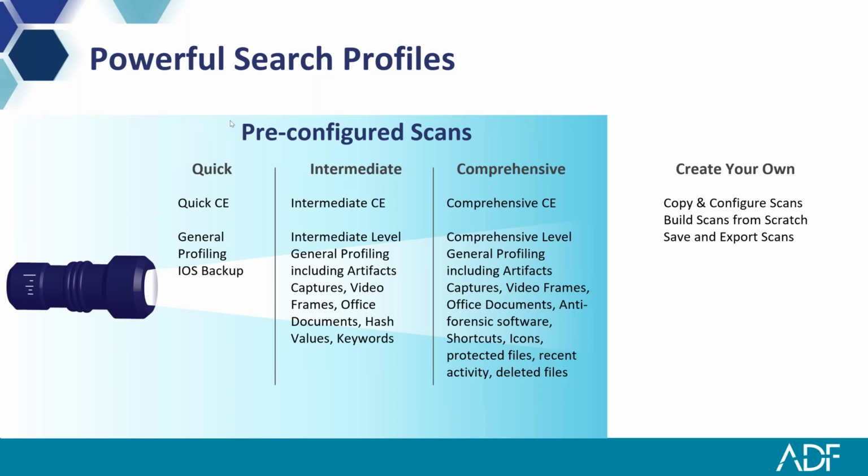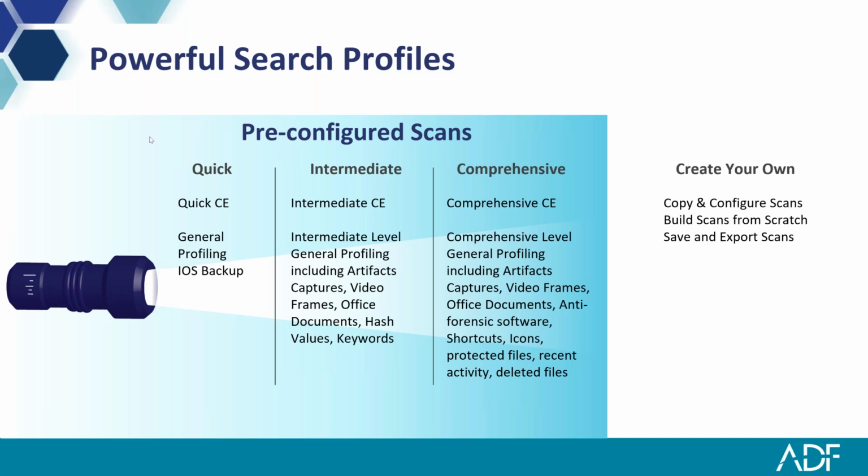Our search profiles. If you haven't seen our tool before, our search profiles are a combination of artifact captures and file captures. I'm going to show you these in a couple minutes. But it takes all those artifacts you want in every case and all the files you want, and you can target specific areas to collect from. That's what a search profile does. It goes out and collects all that for you. We break them down into pre-configured scans: quick, intermediate, and comprehensive. I kind of gave you that layout when I was showing it to you before.